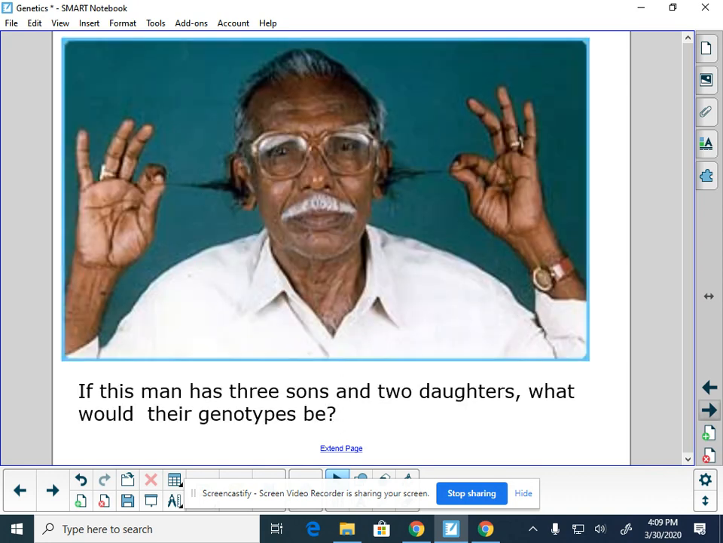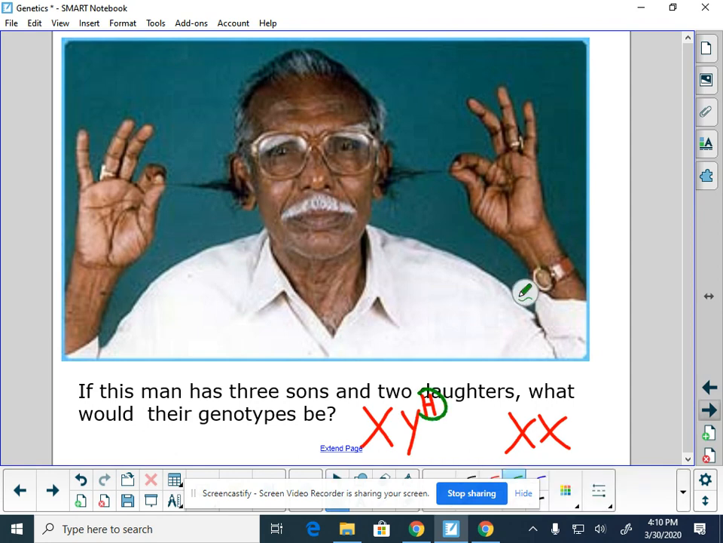Hairy ears, an example of a Y-linked trait. If this man has 3 sons and 2 daughters, what would their genotypes be? All 3 sons would have to have it, and it's carried on the Y, so whatever, hairy ears. And all the daughters don't have any Ys, so they don't have it. By the way, because it only takes 1 allele, it's really the presence of that allele that gives it to them. It doesn't matter if it's a capital H or a lowercase h. If they have that allele, they have, in this case, hairy ears.